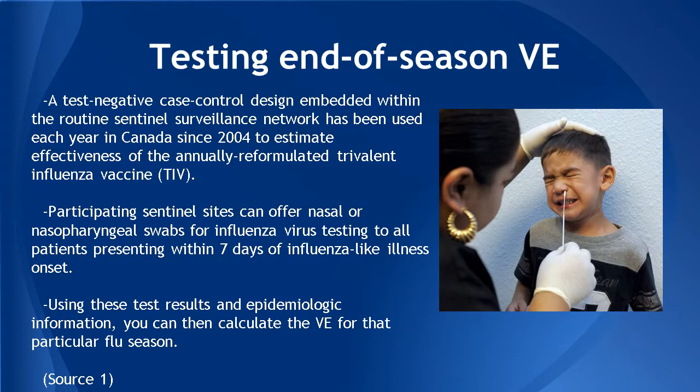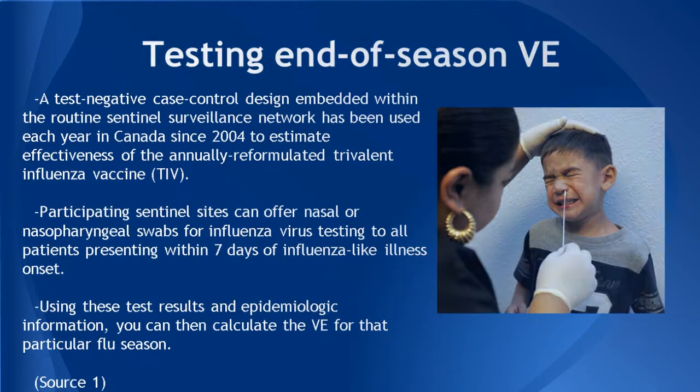To test the end-of-season VE, Canada has since set up a routine sentinel surveillance network used to estimate effectiveness of the annually reformulated trivalent influenza vaccine, or TIV. These participating sentinel sites can offer nasal swabs for influenza virus to test all patients within 7 days of influenza-like illnesses. Using these test results and epidemiologic information, you could then calculate the VE for that particular flu season.